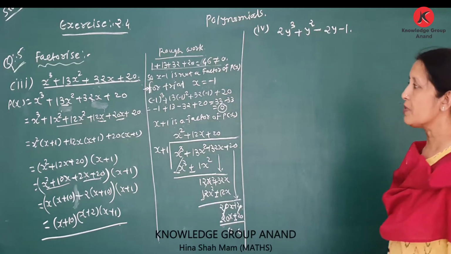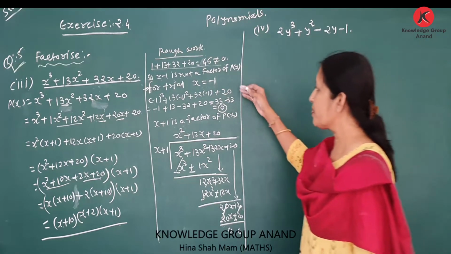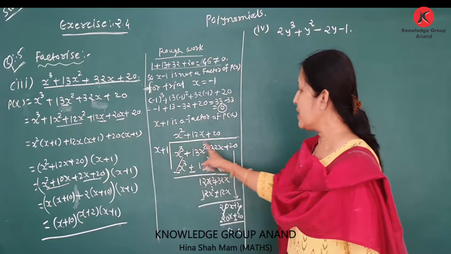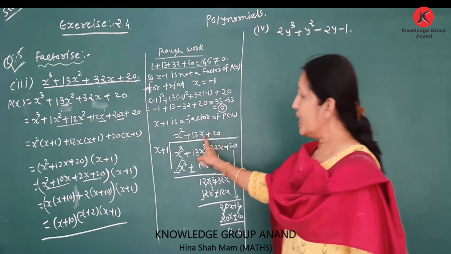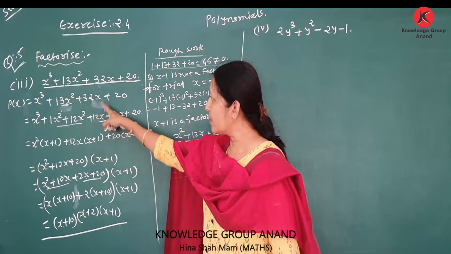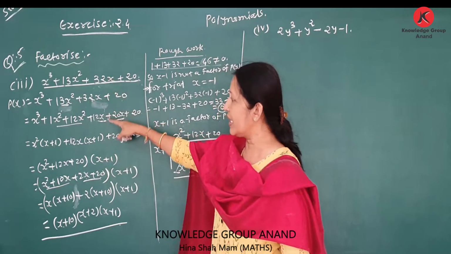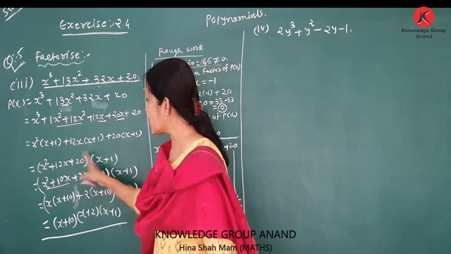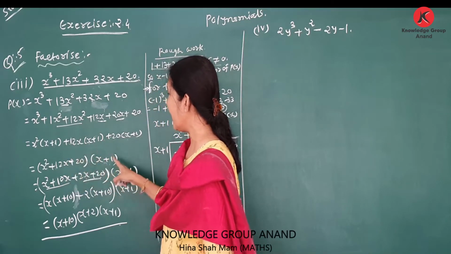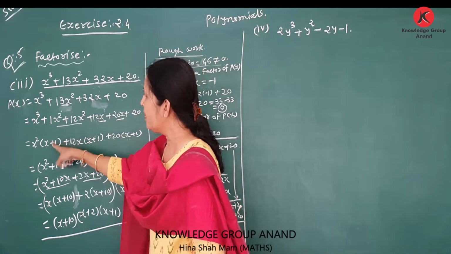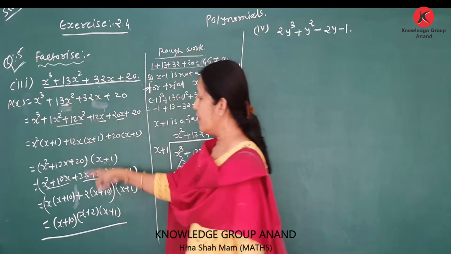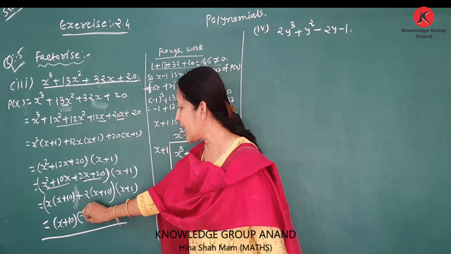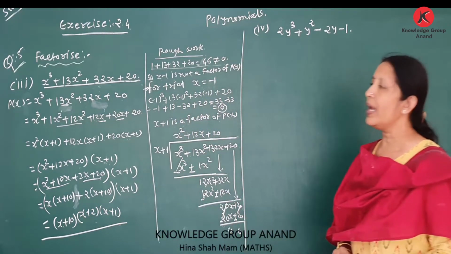First we decide which is the factor, x minus 1 or x plus 1. Then x plus 1 is a factor. Now this polynomial is divided by x plus 1, and we get the quotient. Reversely, we write the multiplication by these terms: x square into x plus 1, 12x into x plus 1, 20 into x plus 1. Then open the bracket and use the splitting method: 10 times 2 is 20, 10 plus 2 is 12, so x plus 10, x plus 2, x plus 1.